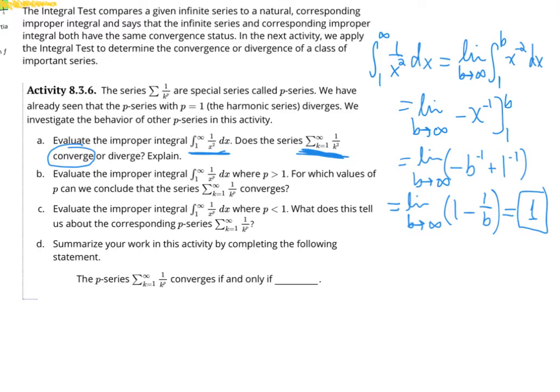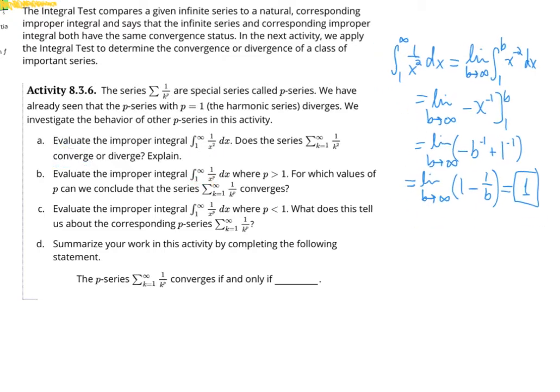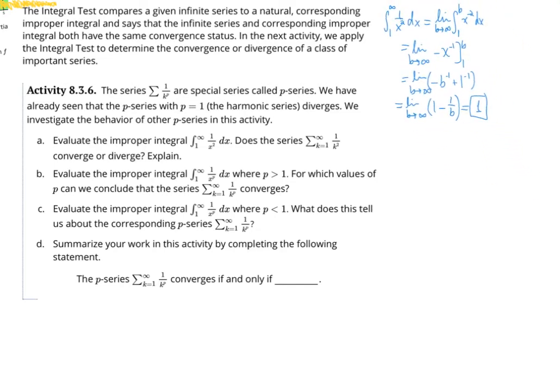What if we consider the integral from 1 to infinity of 1 over x to the p dx? And now we're just thinking of p as being some number greater than 1. So we're going to analyze this case, which is a slight generalization of part A. We now have the integral from 1 to infinity of 1 over x to the p dx. Again, p is some number greater than 1.